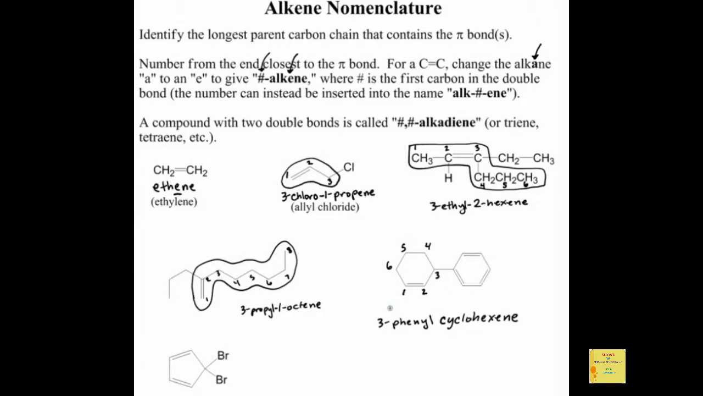Now here's a case where we really don't need the number. The double bond has to be between carbons 1 and 2. That's how you define a ring. There's no other place to put the double bond, since that's our highest priority. If you want to put that in there just to be safe, that probably won't hurt if you want.